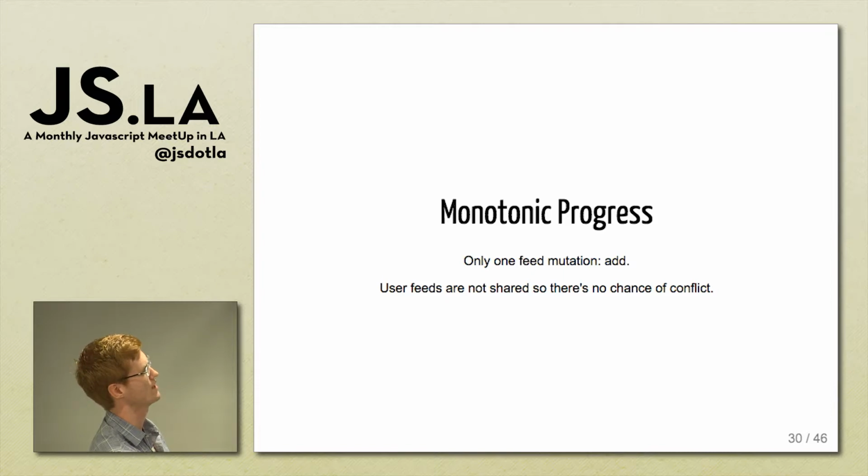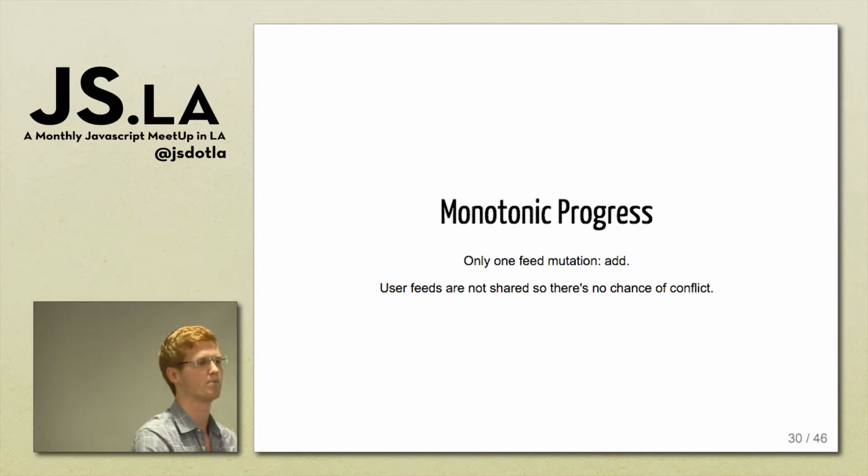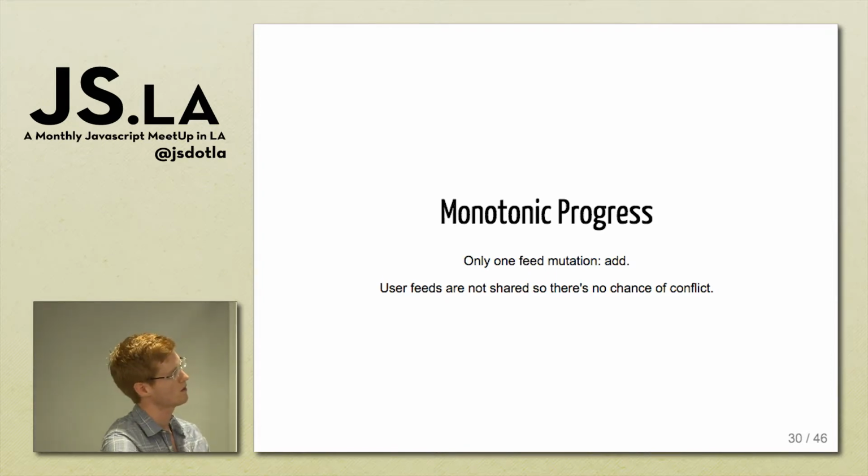Monotonic progress is the idea that basically there's only one thing you can do to a feed, and that's add to it. All right? So every feed, you can also call it an append-only log. There is no sharing of the feeds between users, so there's no chance of a conflict. Once you say that message 5 exists and that it is of this content, that is always going to be message 5. Nobody else could ever contest that, right? One user, one feed.